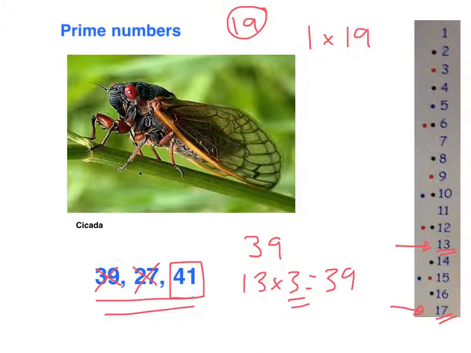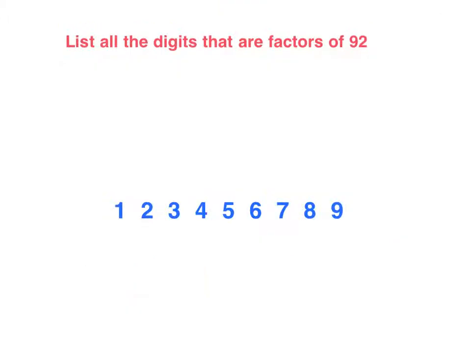To finish off with, I want you to see if you can list all the digits that are factors of 92. So pause the video, have a go, and then we'll have a look.